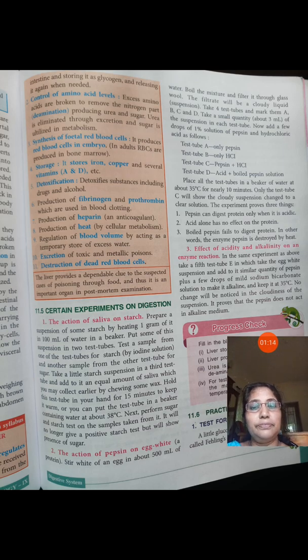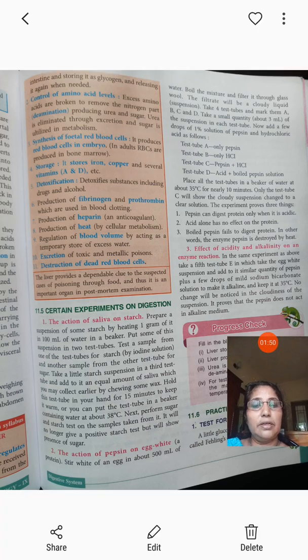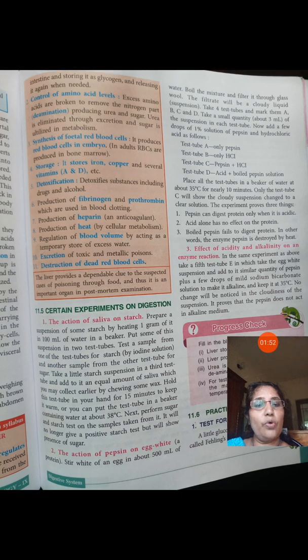Then after some time you can do the sugar test. Then we can see that sugar is present. Saliva can convert starch into maltose, so it can show the presence of sugar. The sugar test, how we do it, we will explain after this part. So we can find out the presence of sugar. The starch is converted into sugar in the presence of saliva. We can prove it.